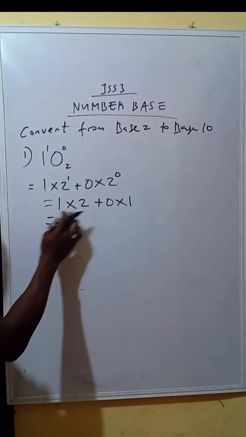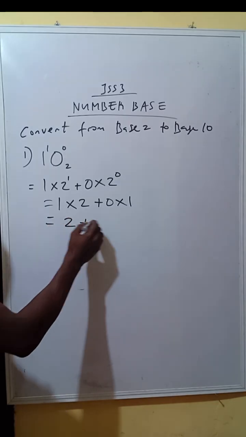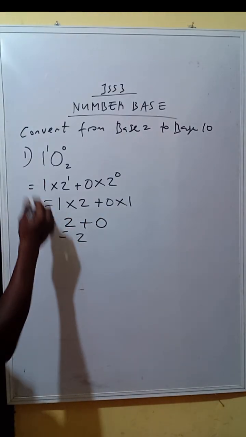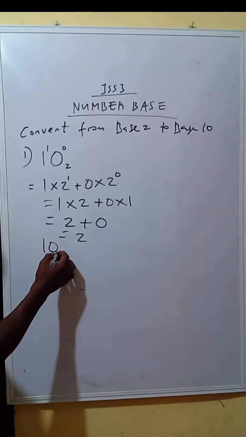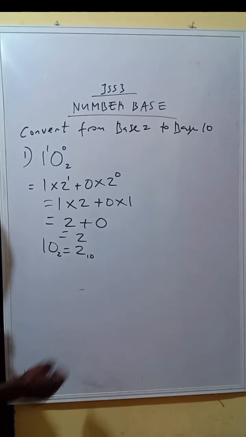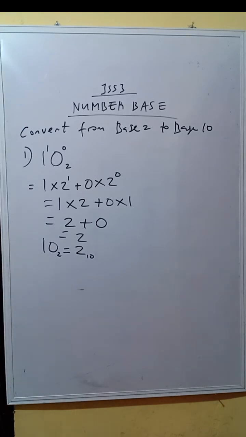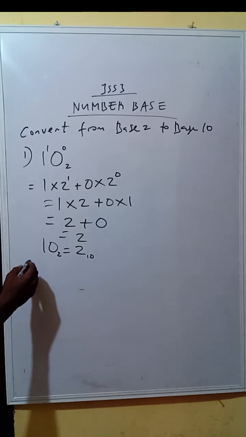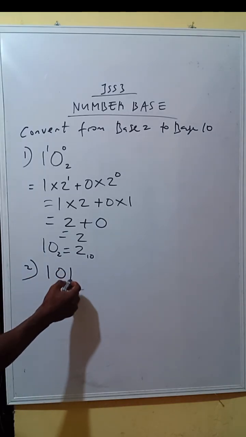So from here, 1 times 2 is 2. 0 times 1 is what? 0. So you have 2. It means that 10 in base 2 is 2 in base 10. Now let's take another example. Let me quickly write another example. Let me add more numbers.